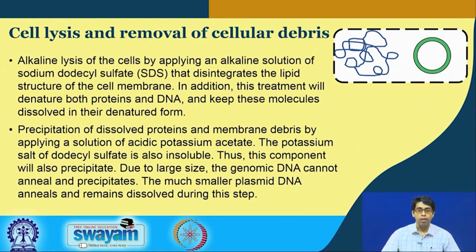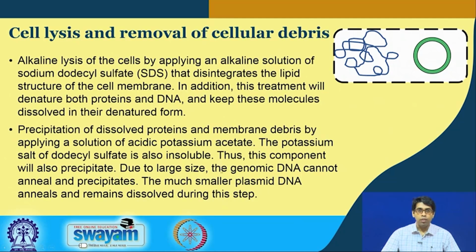We gently mix this. Now, the plasmid DNA, which is much smaller, can form the hydrogen bond. So, it can go back to its double stranded form and it remains soluble. But in case of genomic DNA, since it is so big, we saw that it is several million base pairs long, it is almost impossible to re-anneal, because it will not be able to find the necessary sequences to form the hydrogen bonds. So, the genomic DNA will not re-anneal and it will remain insoluble and it will precipitate out.